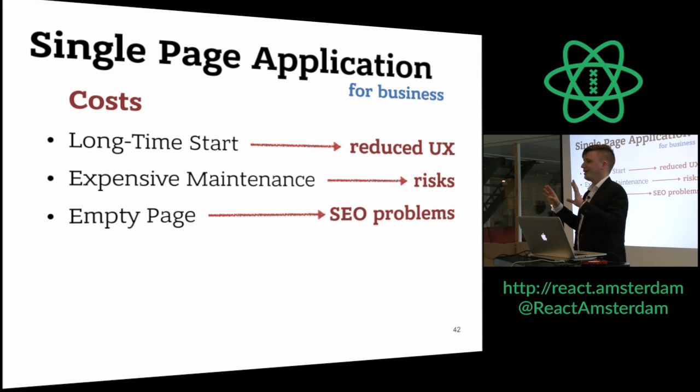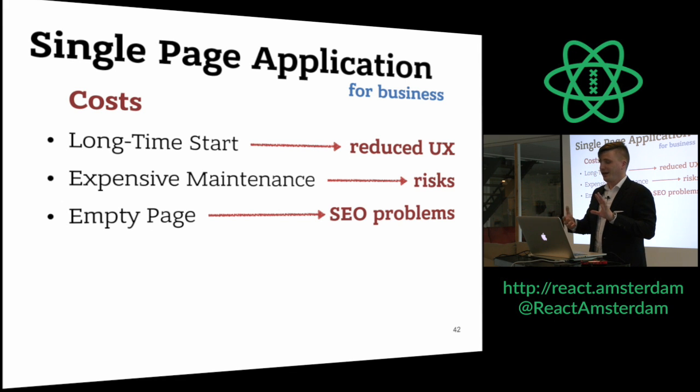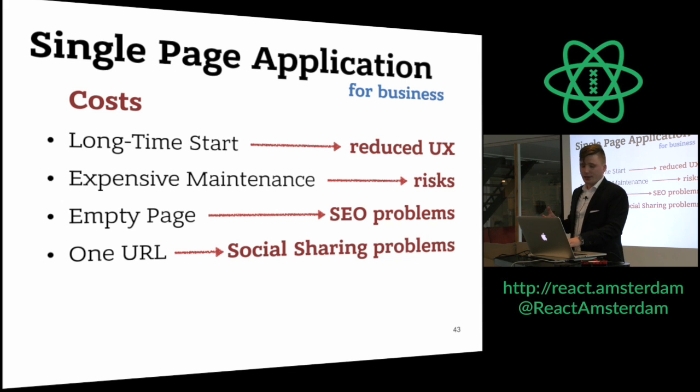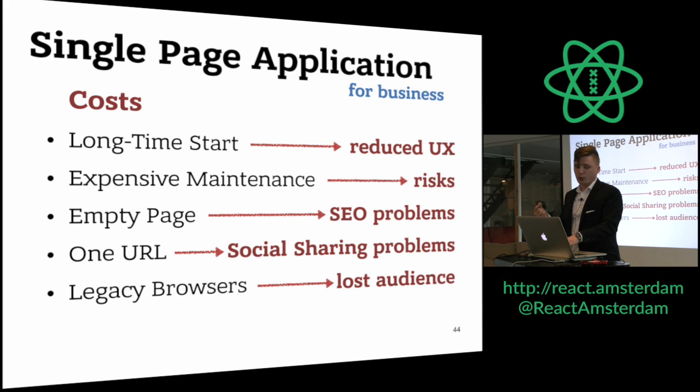Of course, Google can execute your JavaScript applications, but Google does not do it very well. And for example, other search engines like DuckDuckGo, Yandex, Bing.com, they can't execute your JavaScript and index it. One URL also means you will get social sharing problems. When somebody tries to share a page, for example, like a Medium article, it will produce problems because you use one URL. Legacy browsers also provide you lost audience.